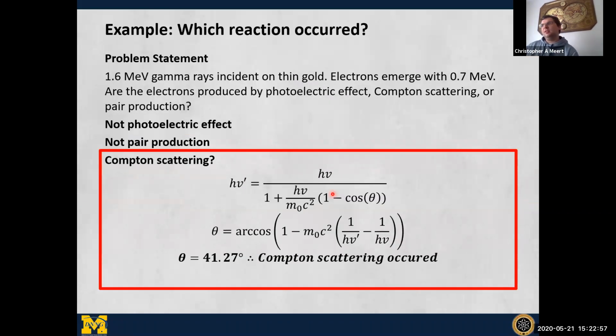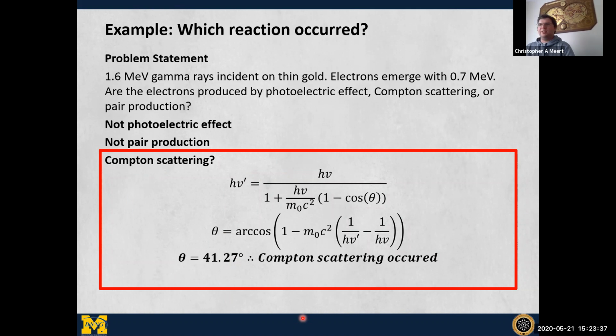And lastly, for this question, we test Compton scattering. So we work with our basic equation again. One slight difference is that we're working with the energy of the scattered photon. So though the initial energy is 1.6 MeV, we will actually use 1.6 minus 0.7 MeV, or 0.9 MeV, for this term. We can rearrange this equation to solve for the angle, and we find an angle of 41.27 degrees, which is realizable. Because we've ruled out the other interactions, we know that this was the effect that occurred.